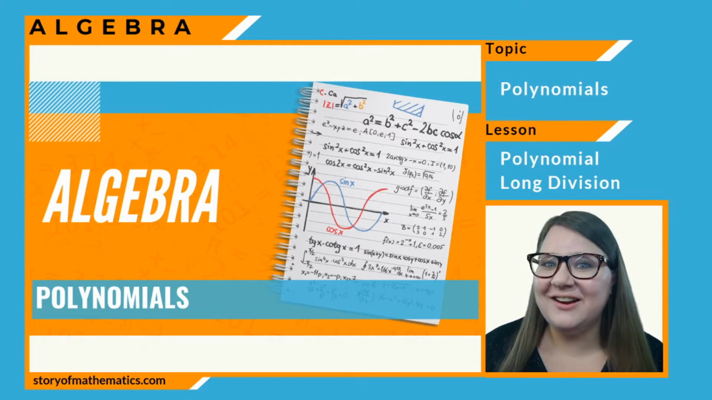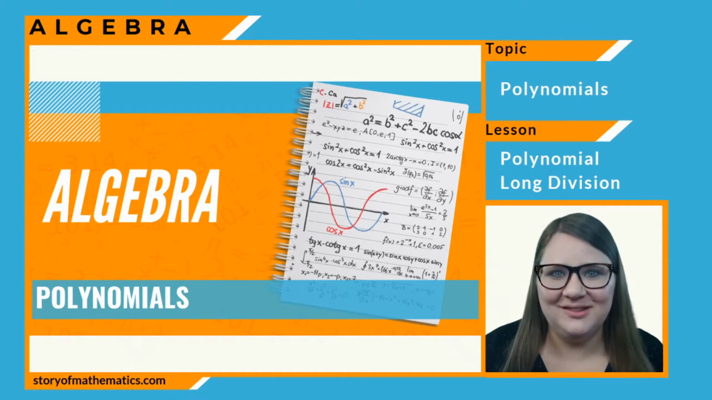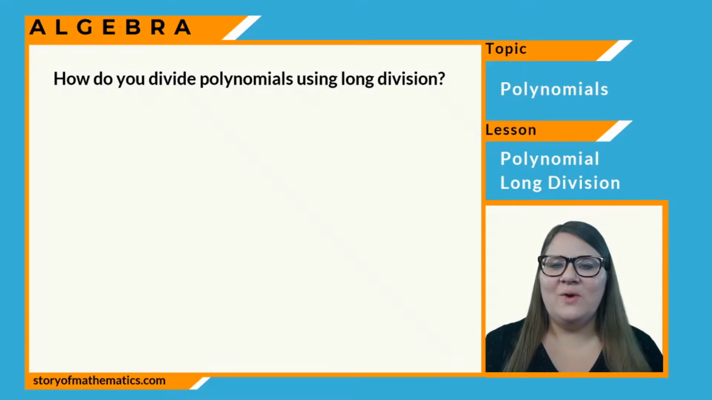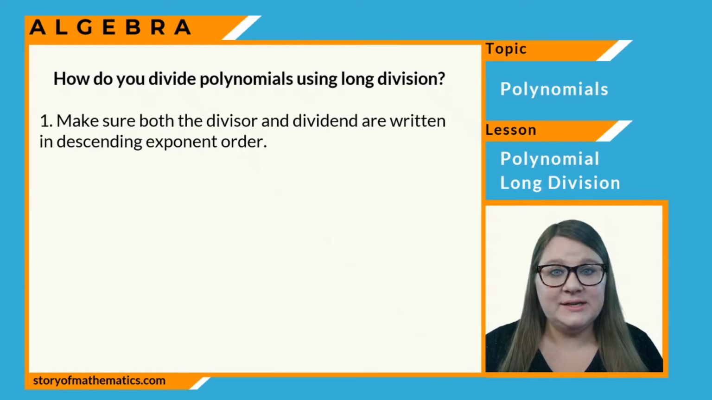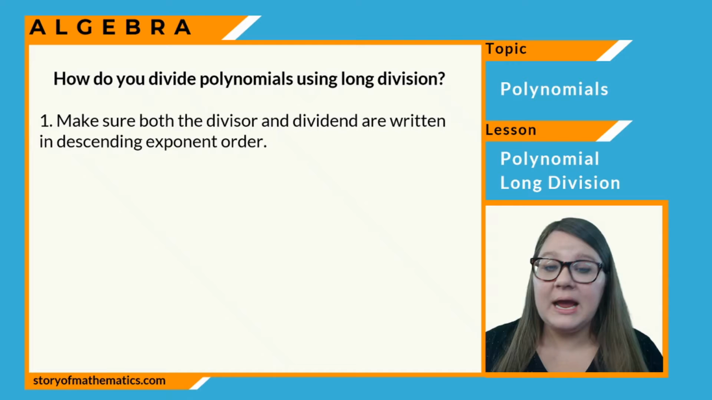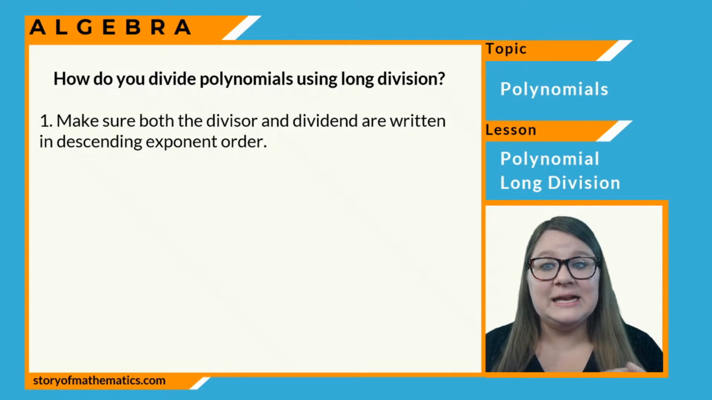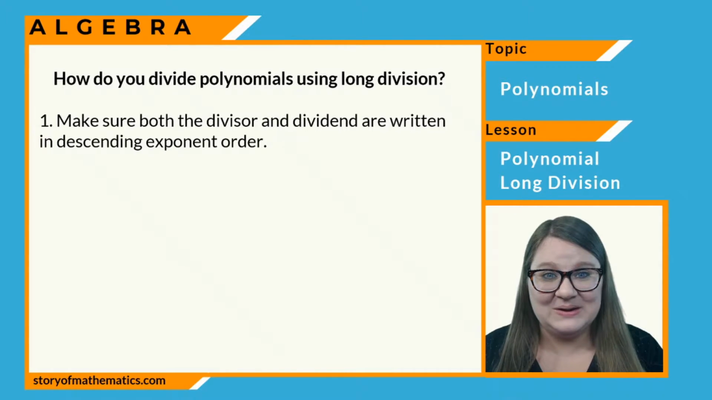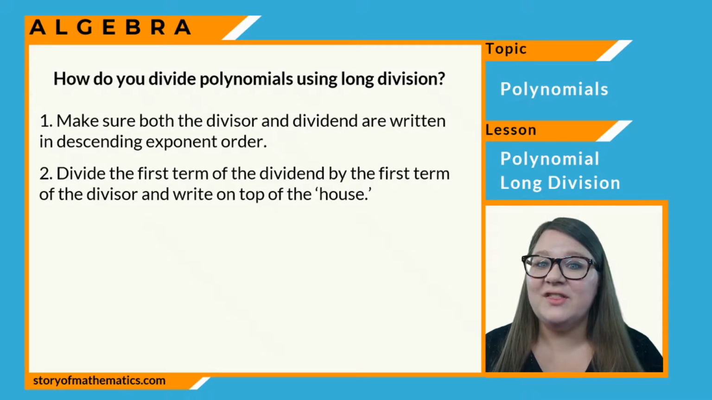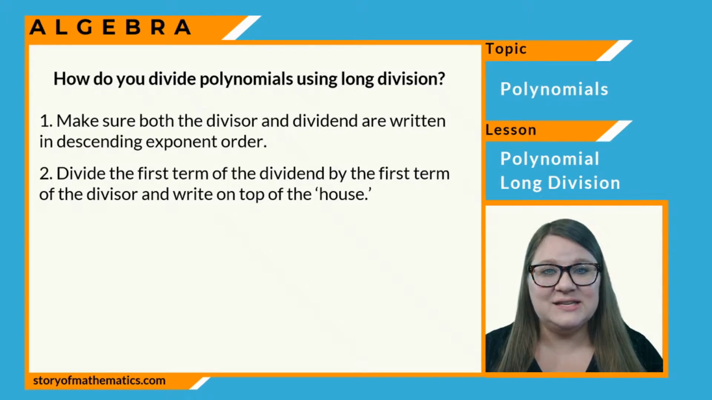In this video, we're going to learn how to do polynomial long division. So what are our steps? The first thing you're going to do is make sure that both the divisor and the dividend are written in descending exponential order. Then you're going to divide the first term of the dividend by the first term of the divisor and write it on top of the house.